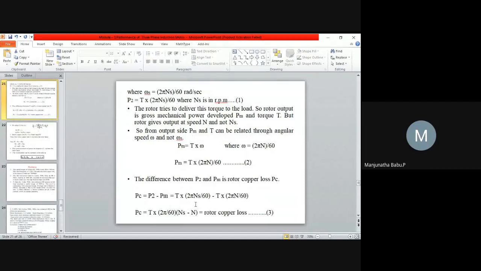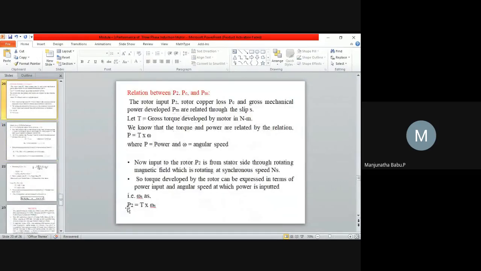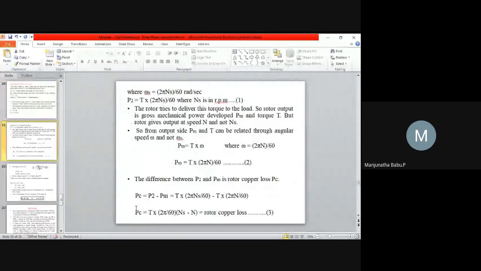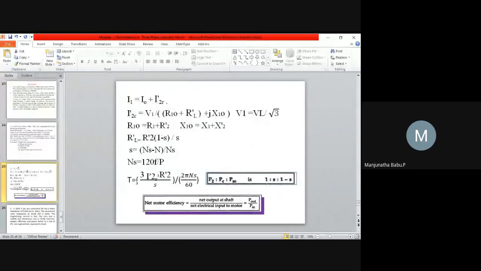P2 will be equal to P into omega s. What is P2? P2 is the rotor input. As per the formula, rotor input is 3 I2' square into R2. The formula has been represented here, so you can go for it. P2 is equal to torque into omega s, so torque is equal to P2 by omega s.